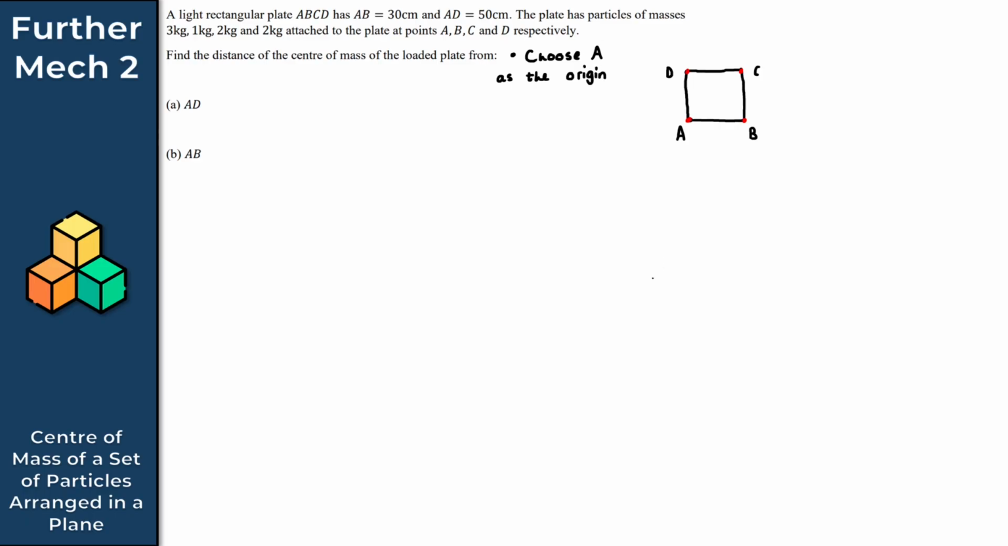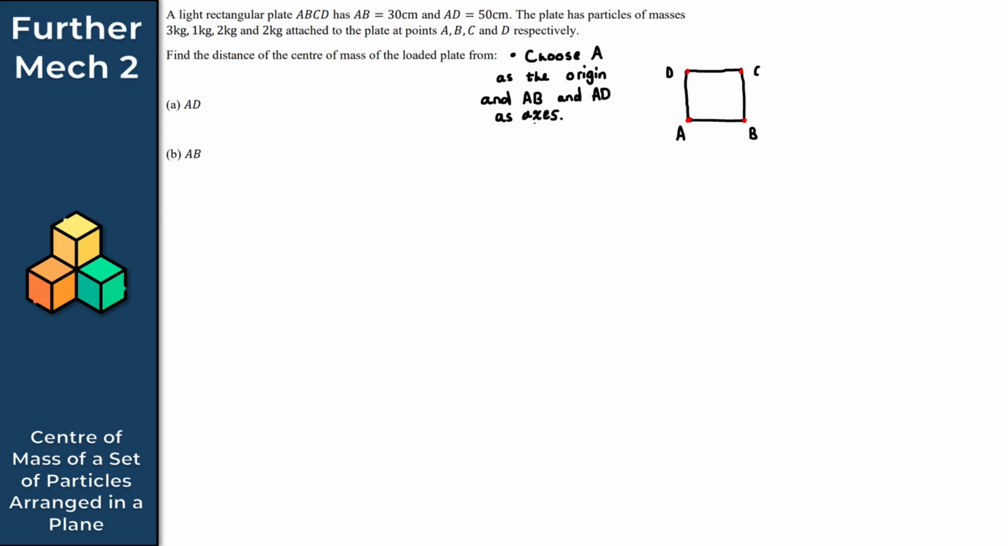What I'm also going to do at the same time is choose AB and AD to be our axes. So we choose A as the origin, and AB and AD as axes.